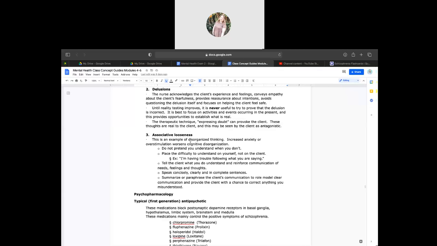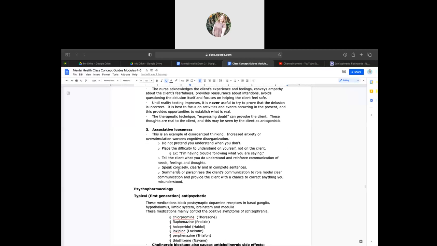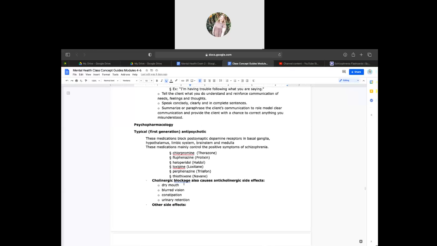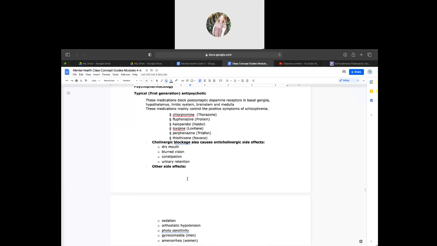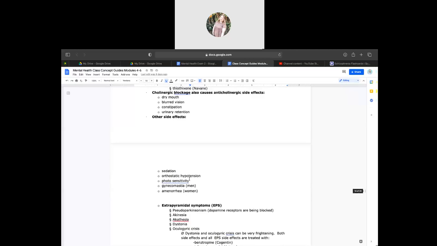Associative looseness is disorganized thinking. Remember, we want to make sure that we do not pretend understanding when we don't. I'm guilty of this. Place the difficulty of understanding on yourself. Remember, a lot of clarification can be needed here. Tell the client that you do understand and reinforce needs and thoughts. Be concise and clear. Always paraphrase. Always have safety here. Always orient to reality. Assess for suicide.